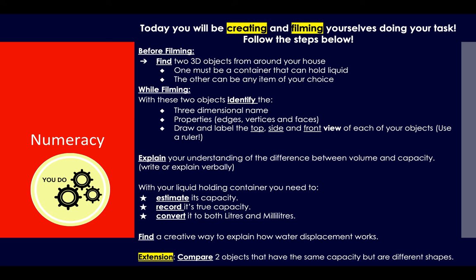Next, draw and label the top, side, and front view of each of your objects. Use a ruler. Remember, that is always important to use a ruler. Next, explain your understanding of the difference between volume and capacity. You can write your answer on a piece of paper and show it to the camera, or you can explain it verbally to the camera. It is up to you.